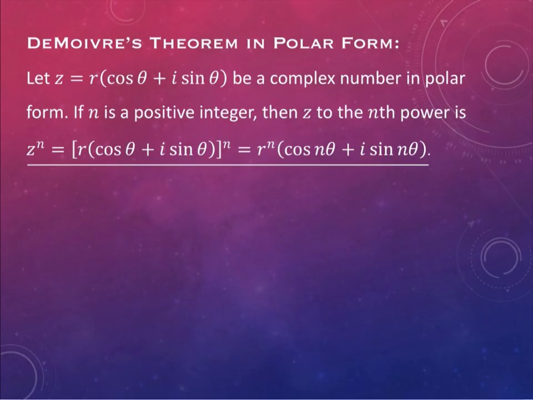Okay, so n's in nth power, we're looking at integers here, right? Positive integers. So 1, 2, 3, 4, 5. 1's not very exciting, so let's start with 2, right? But anything that we've got a positive power for, and it will work like this.